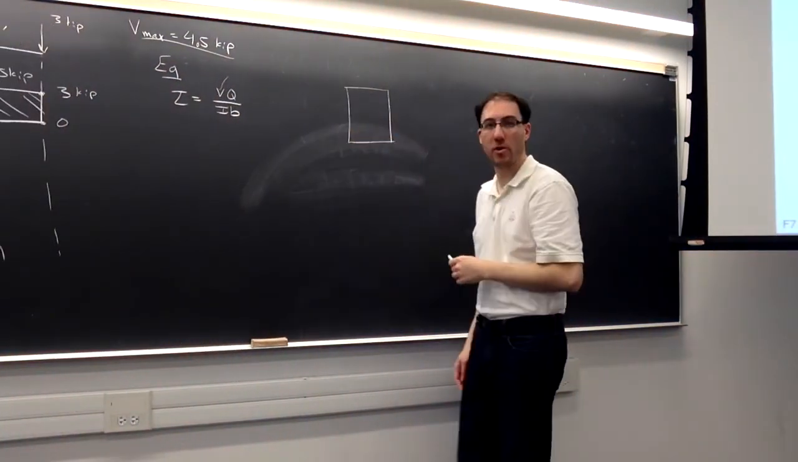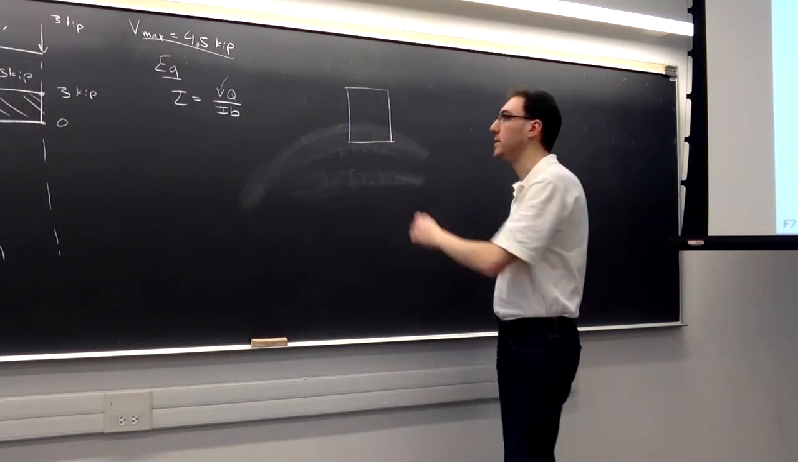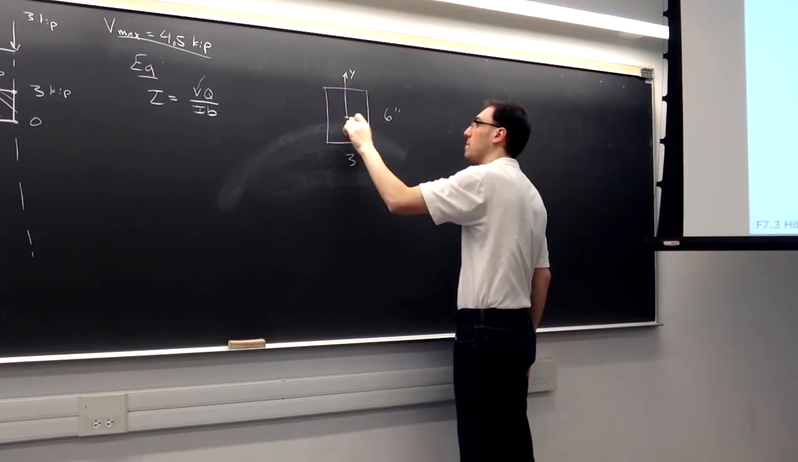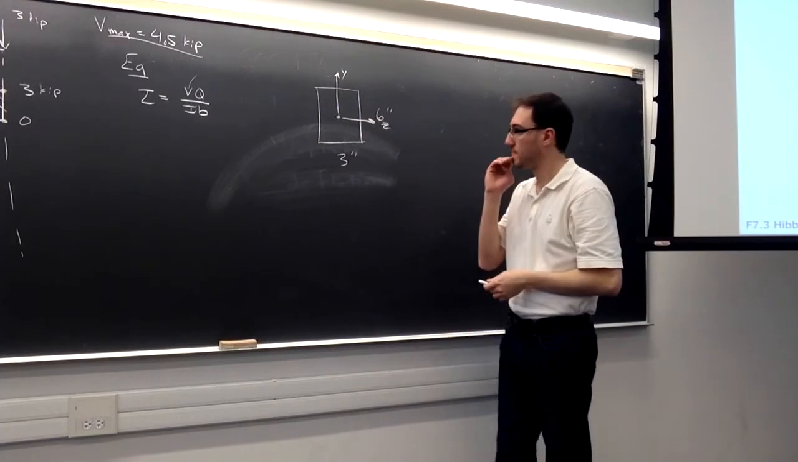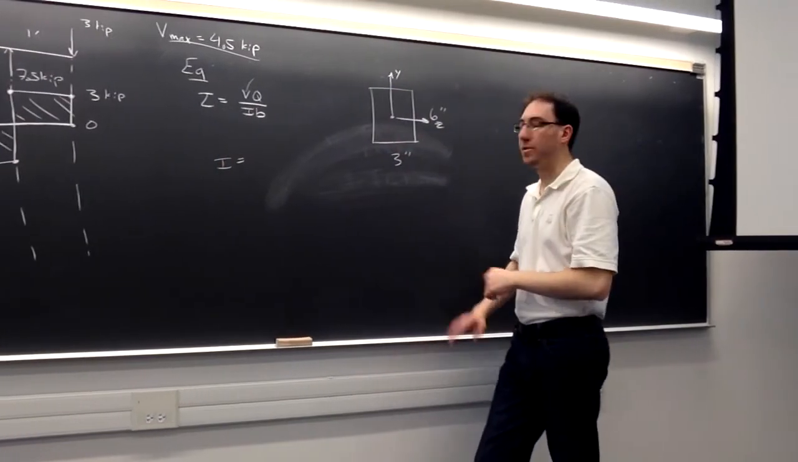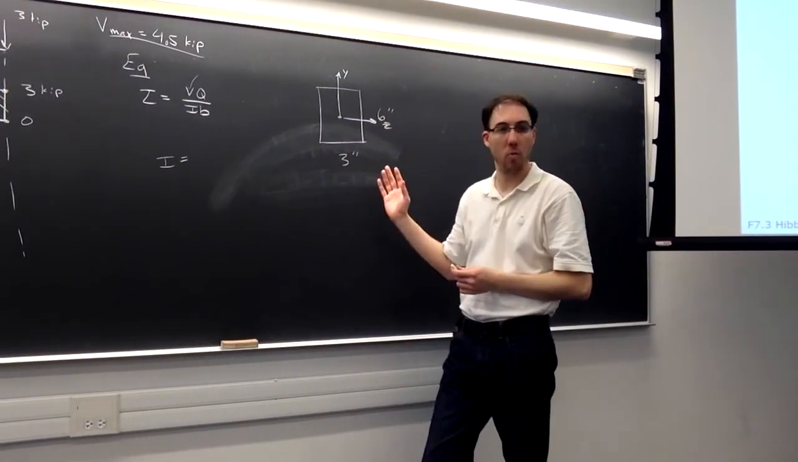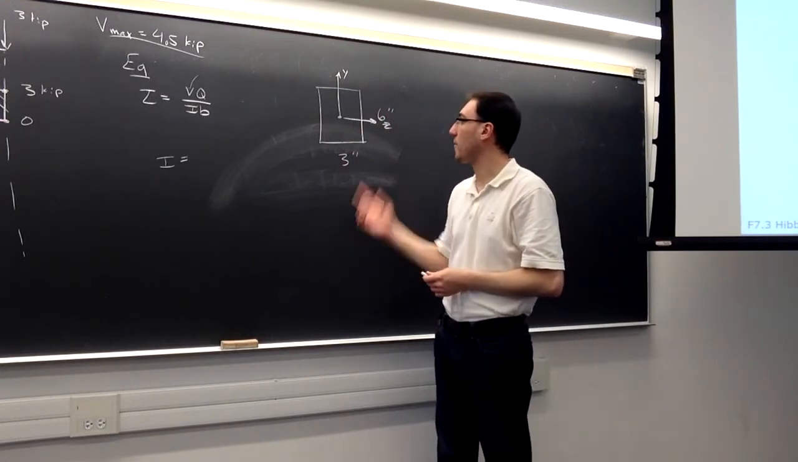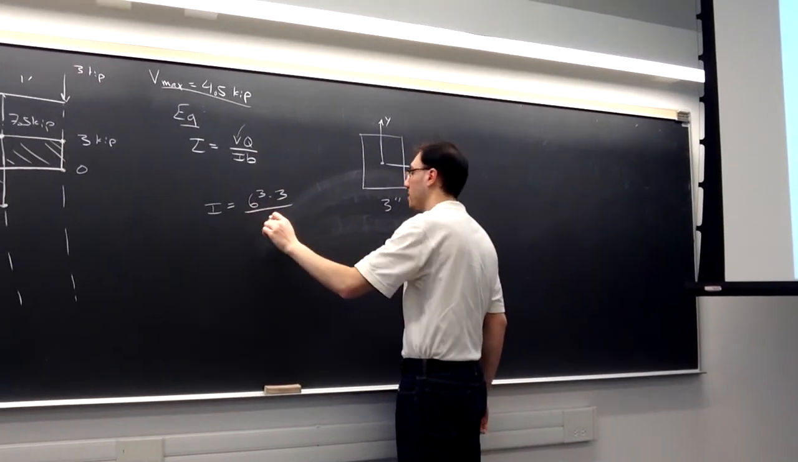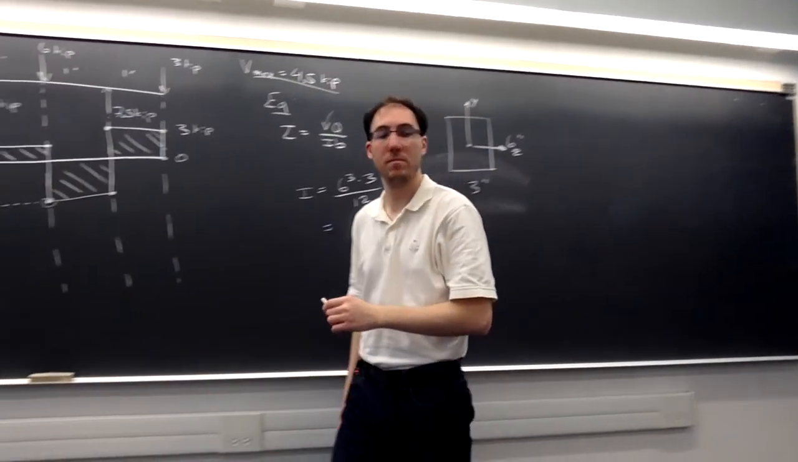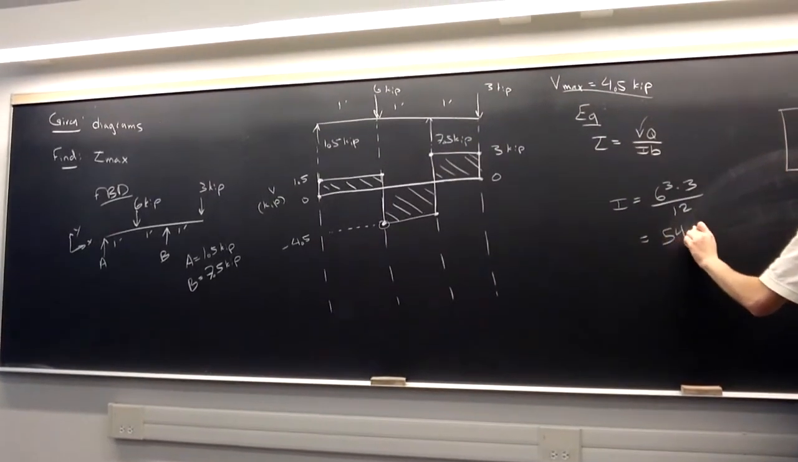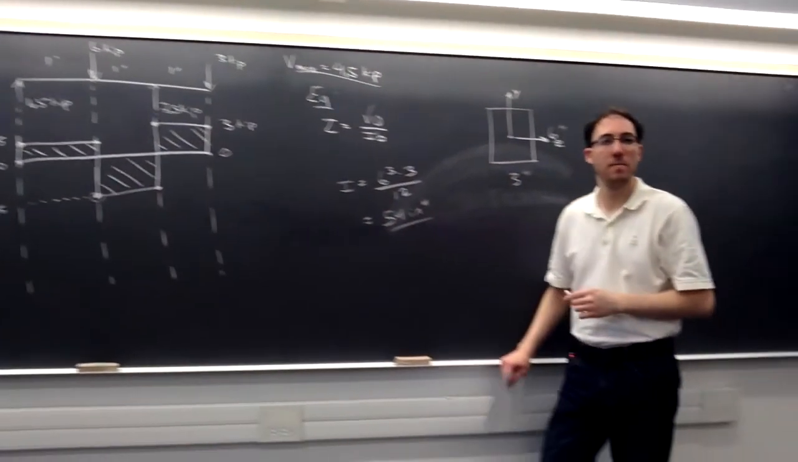Fortunately, this is a pretty straightforward cross-section here because it's rectangular, 6 inches by 3 inches. We don't have to use the whole tabular method for this one because it's just one rectangle, so we can compute it directly. It's just going to be its height of 6 times 6 cubed times 3 over 12, which is going to be 54 inches to the 4th power.